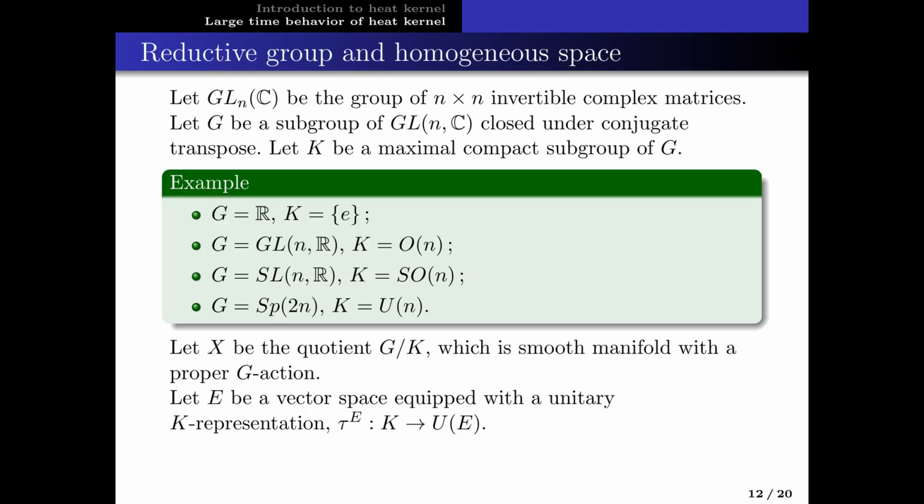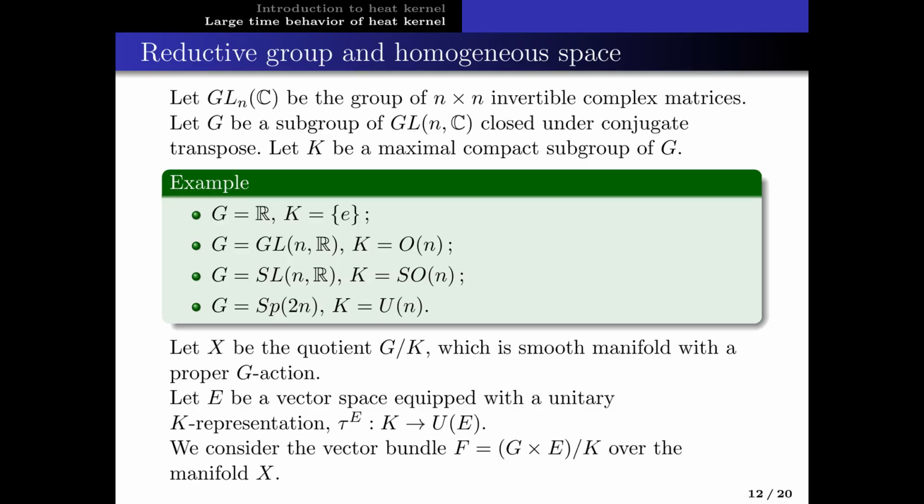Okay, so we started with a representation of K on some Hermitian vector space E, a unitary representation. And using this data, we can consider the bundle. We take a product of G together with E, so K acts on G from the right.